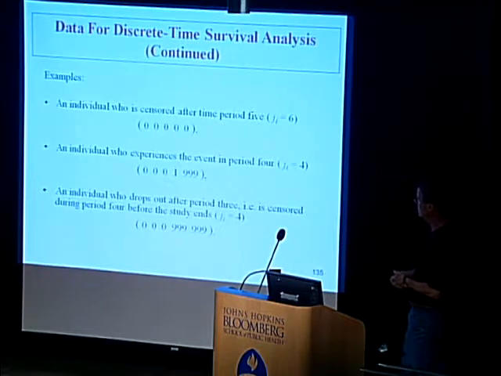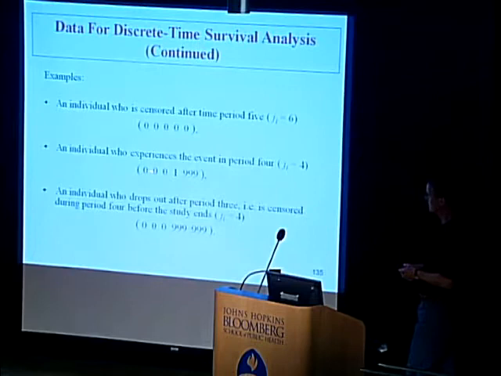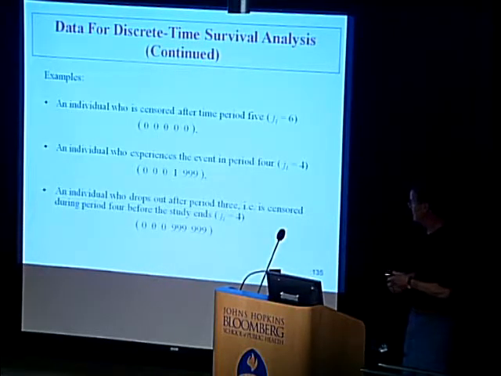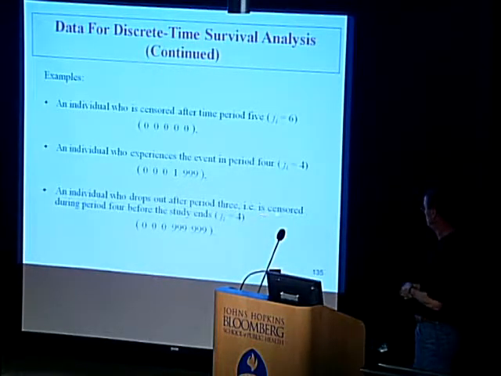An individual who experiences the event in period 4 would have 0 for U1, 0 for U2, 0 for U3, 1 for U4, and then missing, which we denote by 999, for all the time periods thereafter. An individual who drops out after time period 3 is censored during time period 4 before the study ends. So the person drops out of the study, then you get 0, 0, 0, and missing.